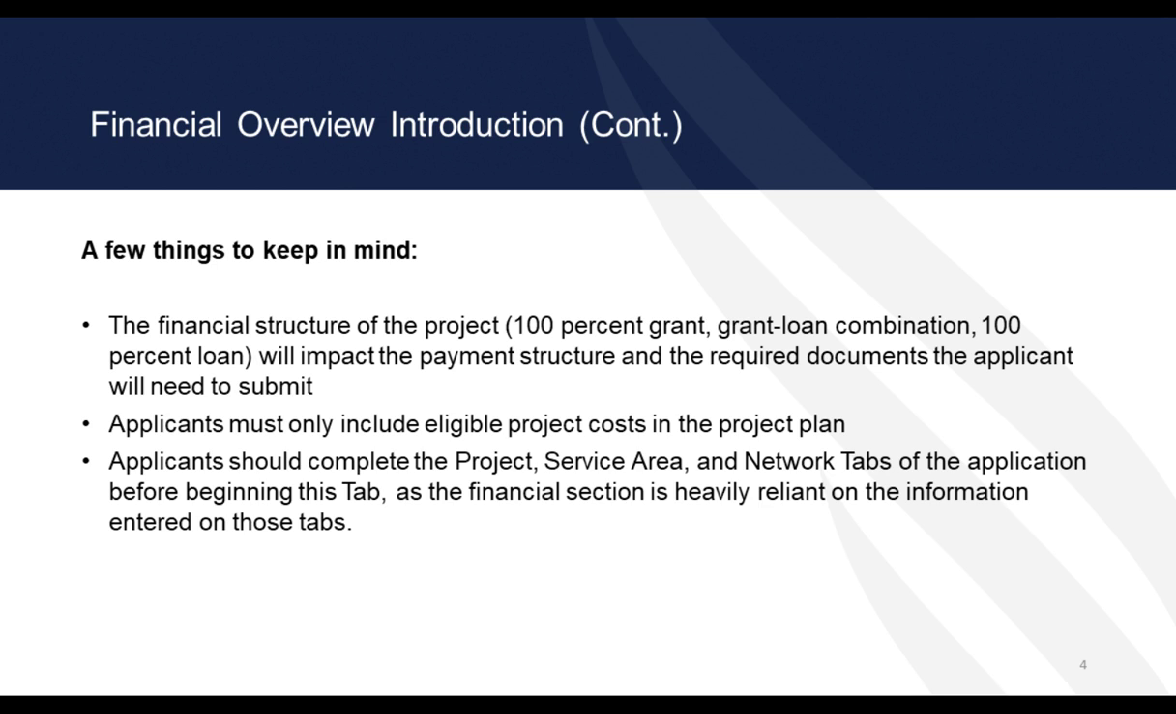There are a few things applicants should keep in mind when completing this section. The financial structure of the project, 100% grant-loan combination, or 100% loan, will impact the payment structure and the required documents the applicant will need to submit. Applicants must only include eligible project costs in the project plan. And finally, applicants should keep in mind that the project, service area, and network tabs of the application should be completed before beginning the Financials tab, as the Financial section is heavily reliant on the information entered on those tabs.